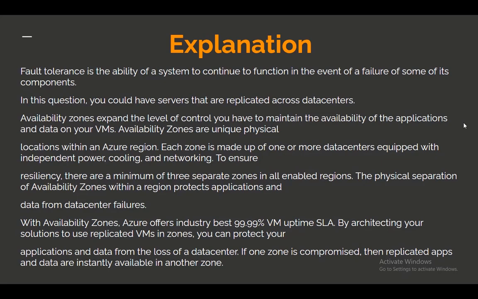With availability zones, Azure offers an industry-best 99.99% VM uptime SLA. By architecting your solutions to use replicated VMs in zones, you can protect your applications and data from the loss of a data center. If one zone is compromised, then replicated apps and data are instantly available in another zone.